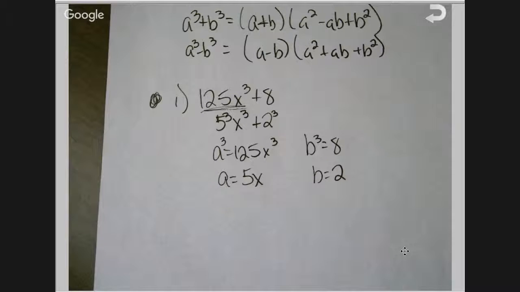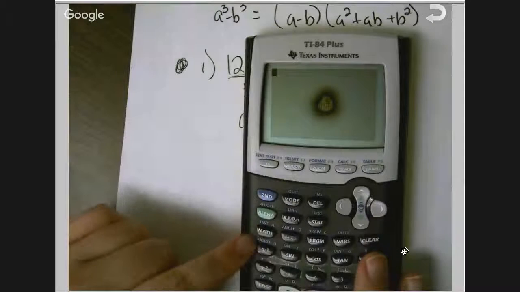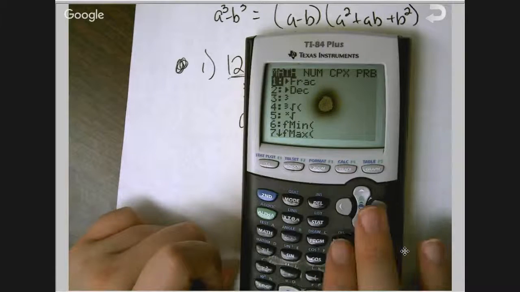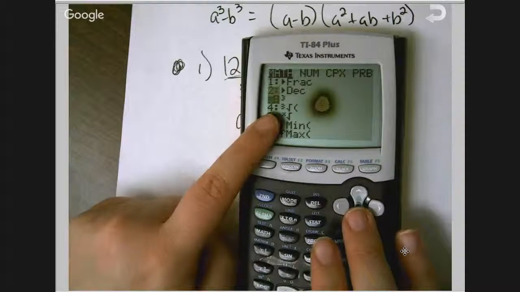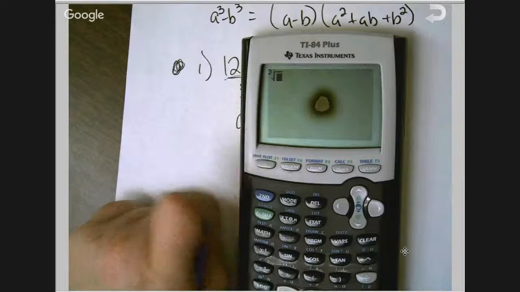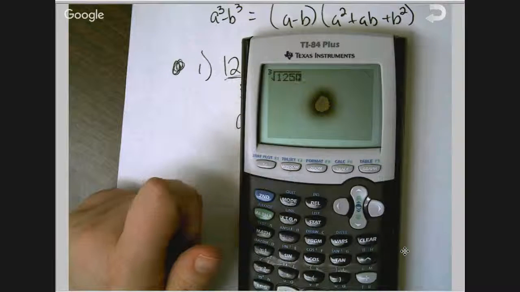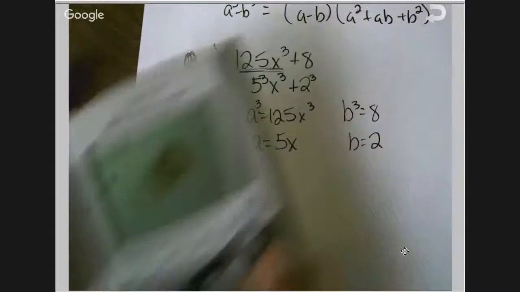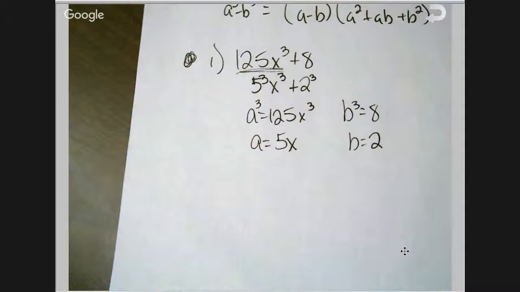If it's one you're worried about and you're not really sure if it's a perfect cube, just go onto your calculator and hit Math, and then go to option 4. It does cube root, so do the cube root of 125, and that gives you 5. Okay. So we have a is 5x and b is 2.